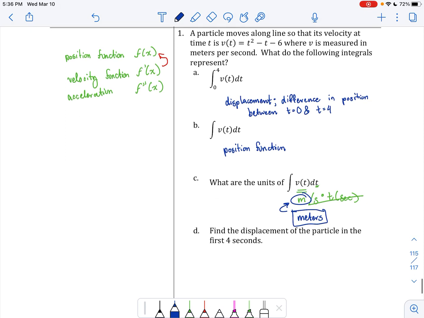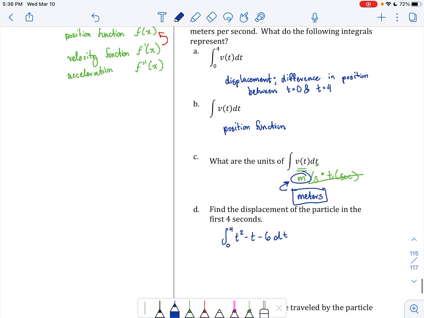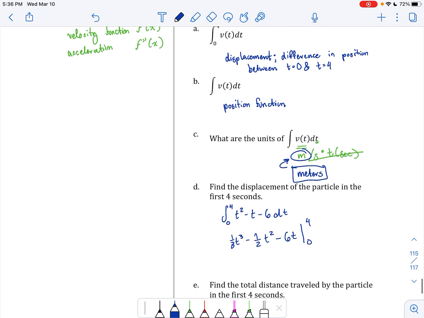So find the displacement of the particle in the first 4 seconds. So that's going to be part A, so from 0 to 4 of, in this case, t squared minus t minus 6 dt. Now again, first step we're going to do is find our antiderivative of these terms separately. So 1/3 t to the third minus 1/2 t squared minus 6t. We're not having a plus c because we have bounds. 0 to 4.